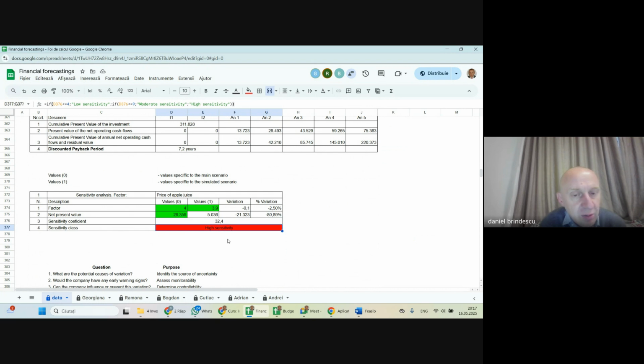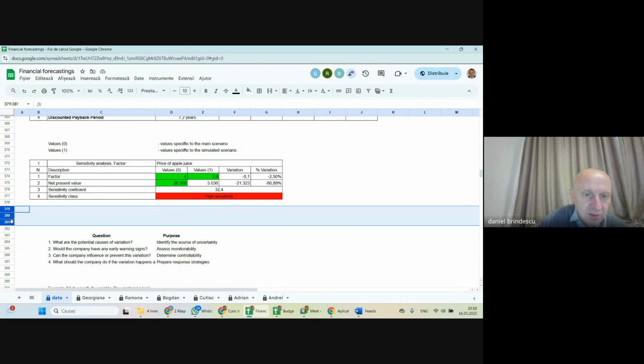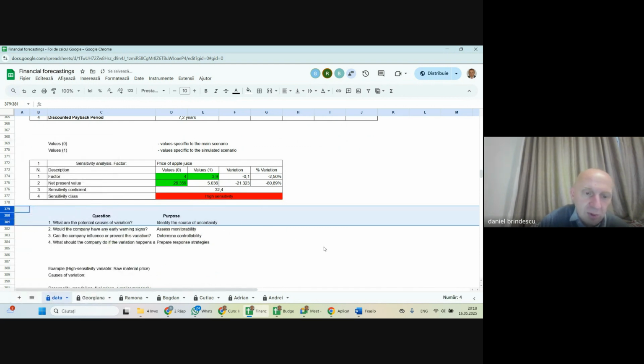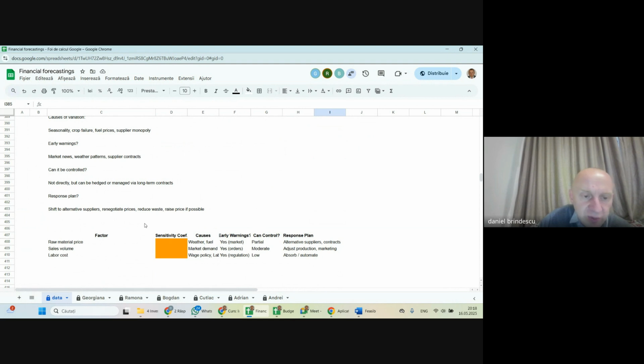If the sensitivity coefficient is between 4 and 9, we will classify the sensitivity as average. And if it's more than 9, we will say that the sensitivity is high. So do this, and do it for all the hypotheses, or at least those that you would consider to be the most important ones.